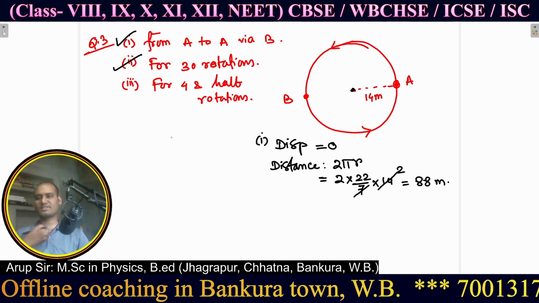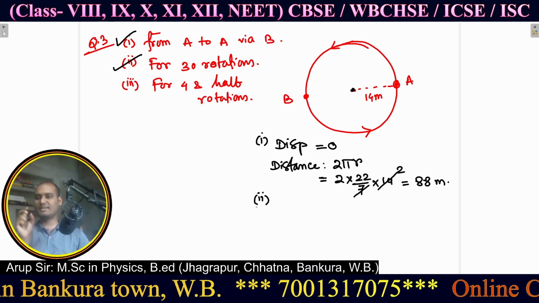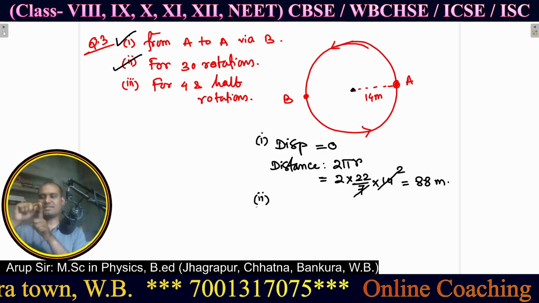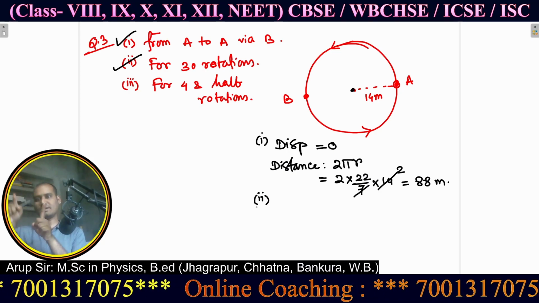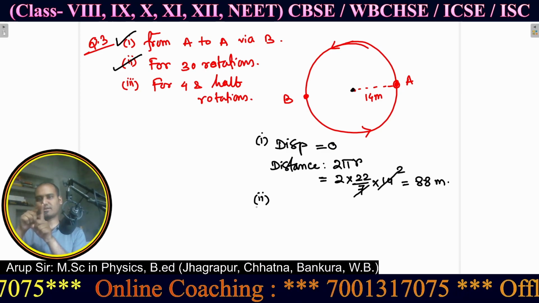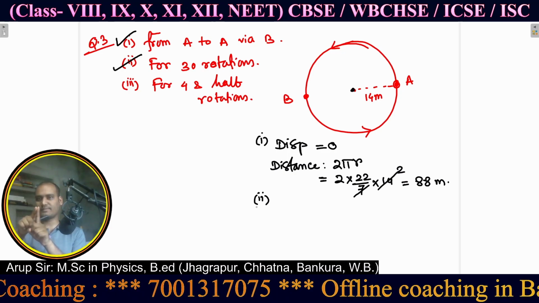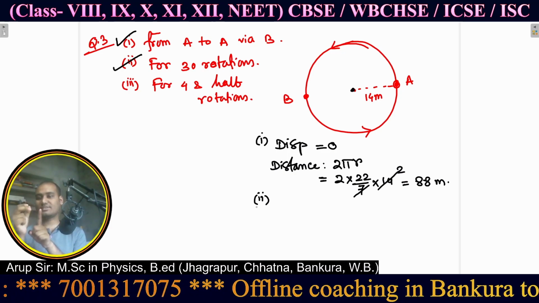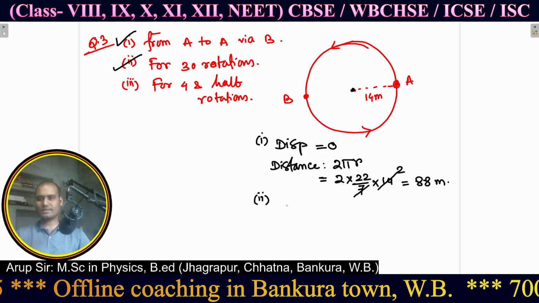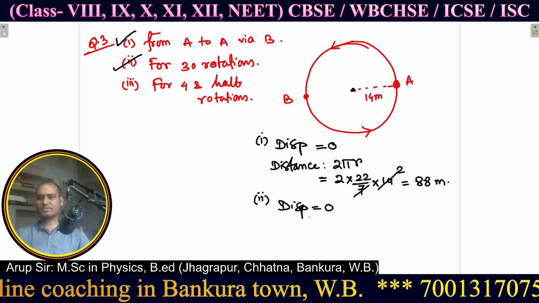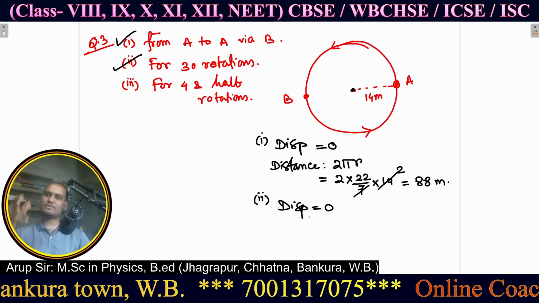Now for 30 rotations, the second case. For a single rotation, starting from A, it is ending at A. So first rotation, second rotation, third rotation, this is how total 30 rotations. And for 30 rotations, if the initial point is this one, final point will be this one. So displacement is simply 0, because if it starts from A point, it will finally after 30 rotations stop at A point.